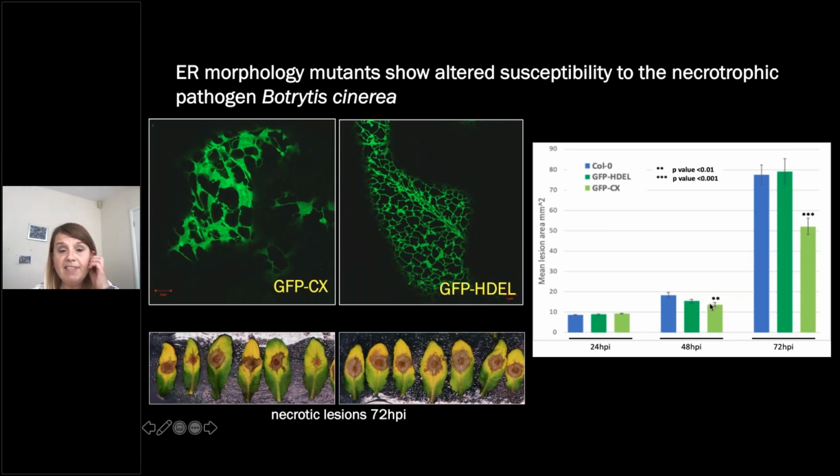So although this is preliminary data, it does suggest that perhaps an ER that is more cisternal in nature renders the plant more resistant, at least to necrotrophic pathogen infection. And I need to explore this further and see if it extends to other altered ER morphologies. But it's encouraging, at least, suggesting there is a link between form and function.